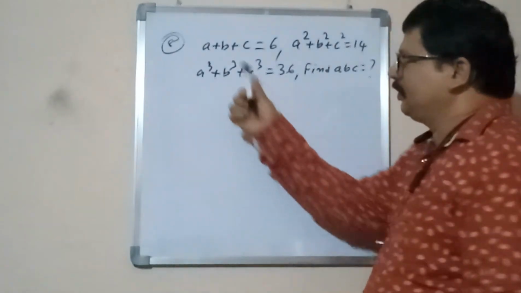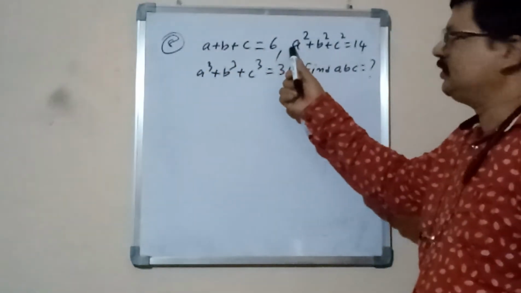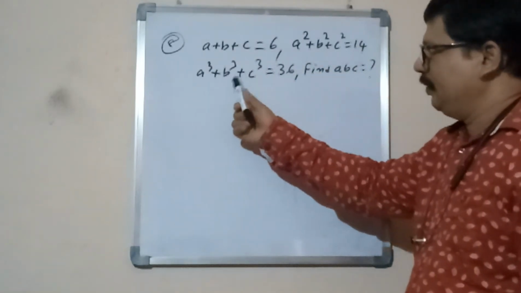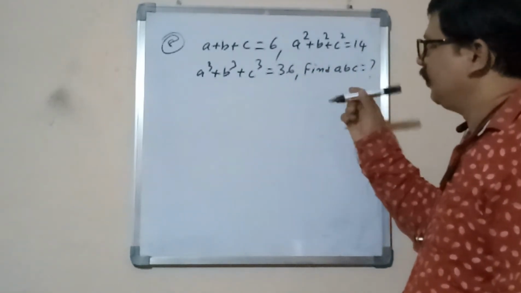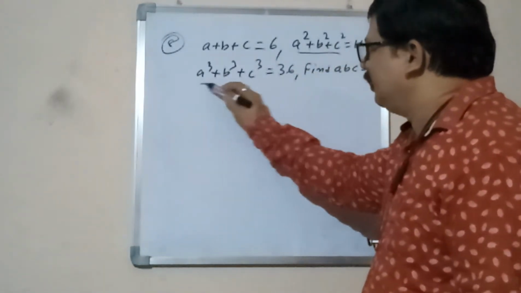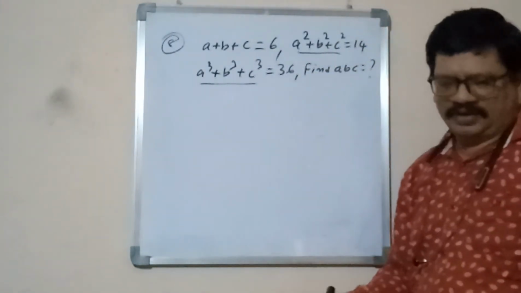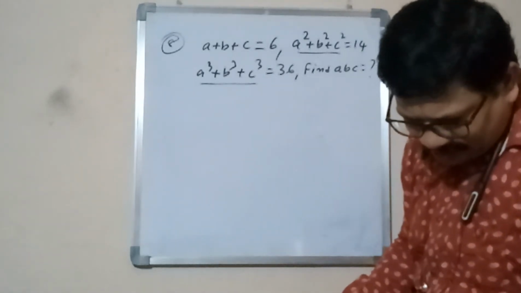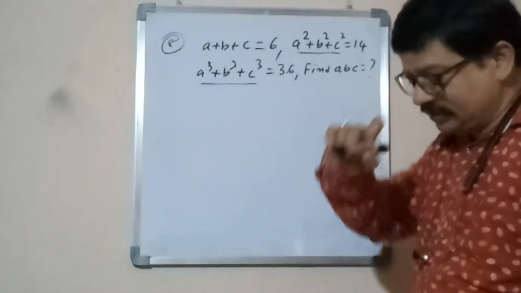First, a plus b plus c equals 6. A square, b square, c square is 14. A cube, b cube, c cube is 36. Find it. First, you take values that satisfy these conditions. That is important. If they are not satisfied, it is a waste. Which values satisfy them?